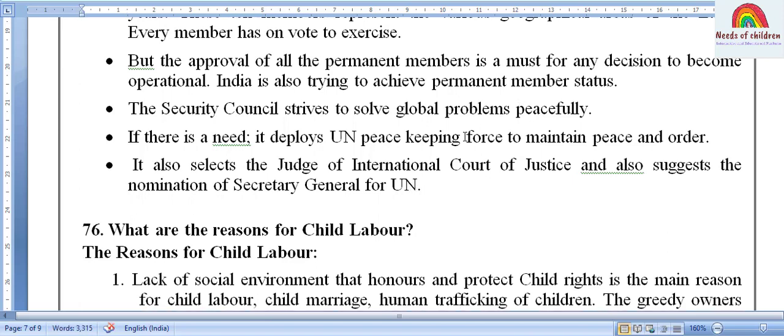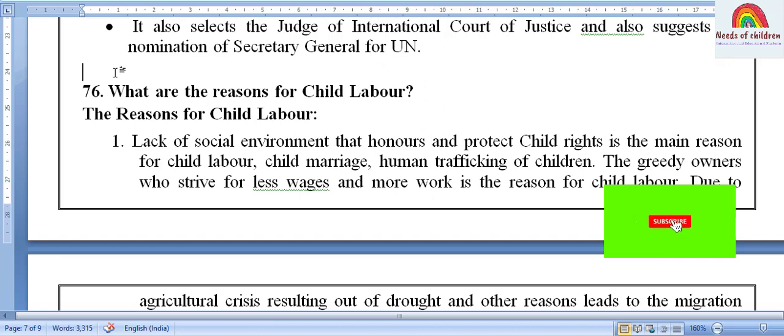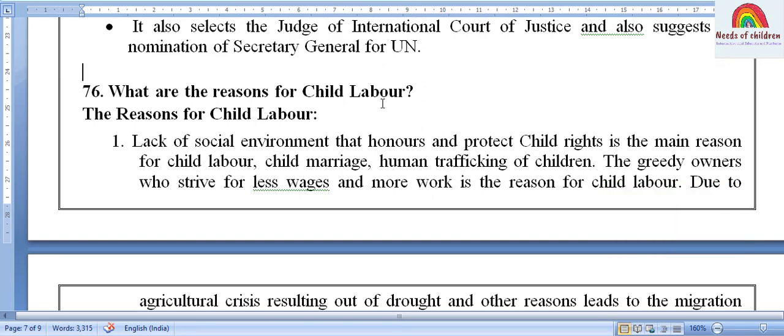So these are the points for the answer. Let's move on to the next question. What are the reasons for child labor? Dear friends, this is a question from 10th standard sociology, the lesson named Social Problems. Answer for this question: the reasons for child labor.